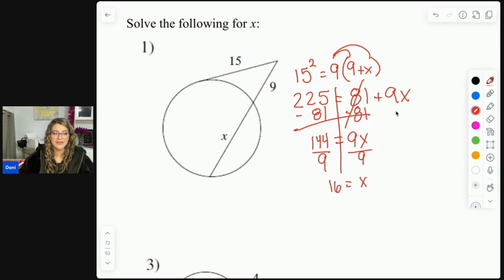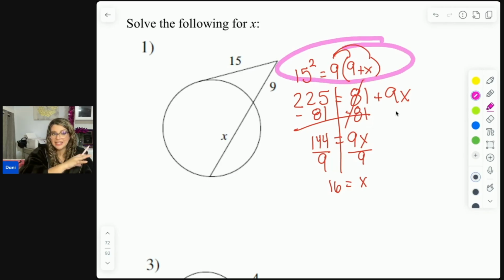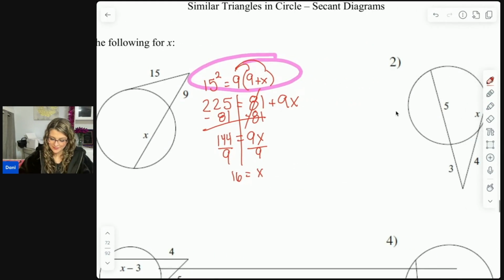So the hardest part of this is just knowing the setup right here. If I can highlight it, right there. Tangent squared equals the outer part of the secant times the whole secant line length. All right, so let's try another example.